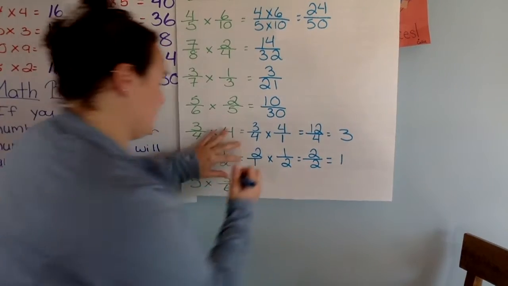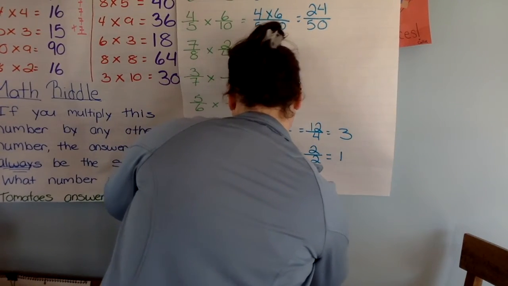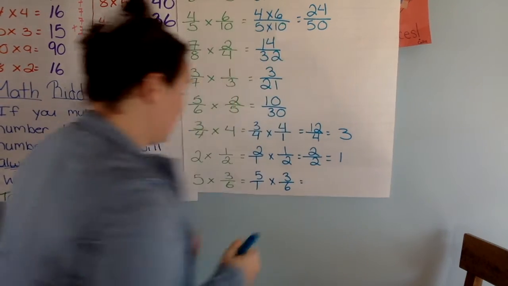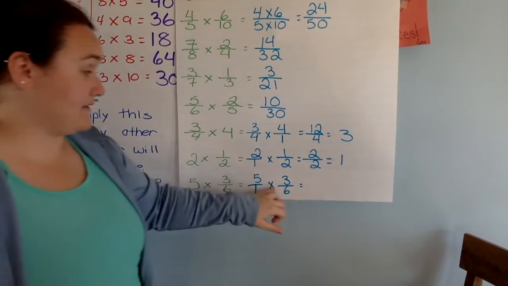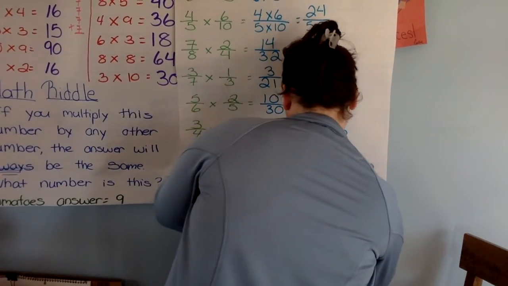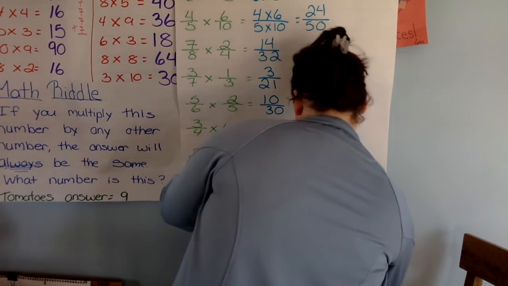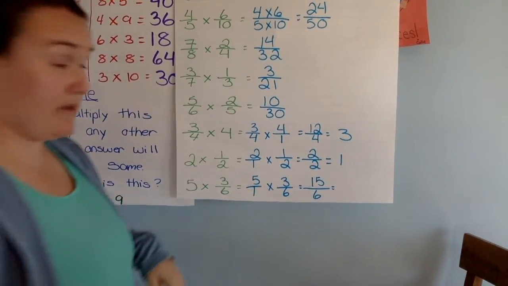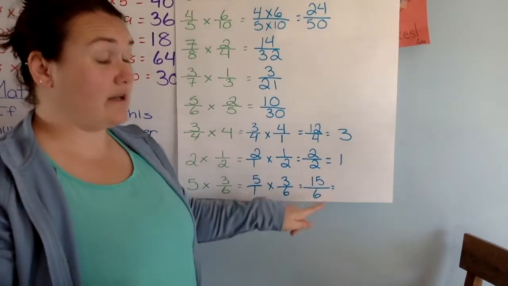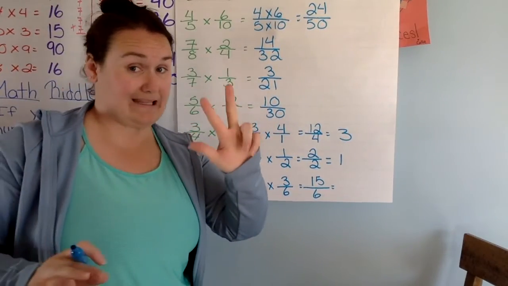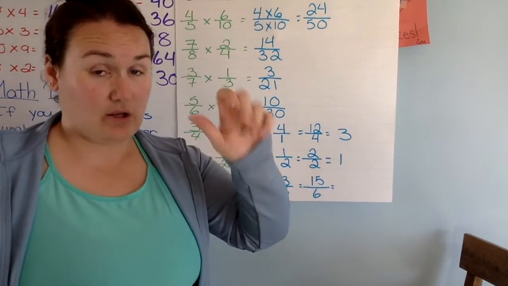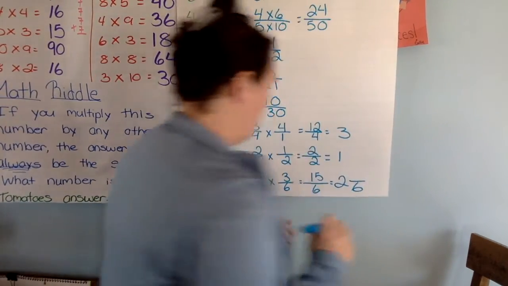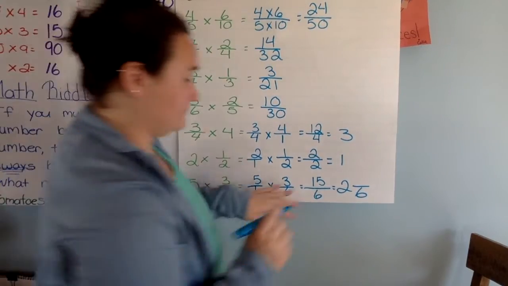5 times 3/6. So I'm going to take my 5 and make it a fraction. 5 over 1 times 3/6. So I'm going to have 5 times 3 is 15. 1 times 6 is 6. Again, improper fraction, so I need to change that. So 6 goes into 15. I need to figure out how many times. 6, 12, 18. 18 is too much, so I got to go back. 6, 12 goes into it 2 times with 3 left over.